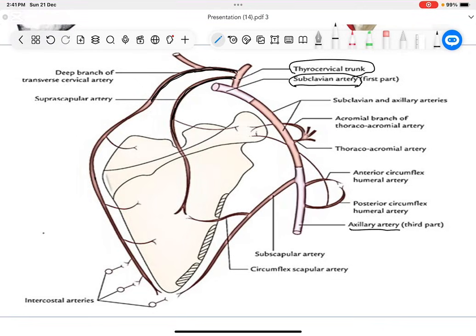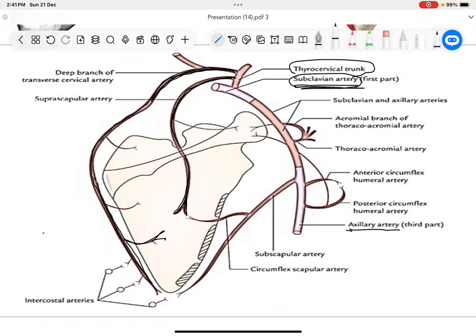The suprascapular artery, through the suprascapular notch and the spinoglenoid notch, reaches into the body of the scapula, the infraspinous fossa. And the deep branch of the transverse cervical artery, as we mentioned before, runs along the medial border. So from here one branch is also coming into the infraspinous fossa of the body of the scapula. So they are actually coming from the subclavian artery.